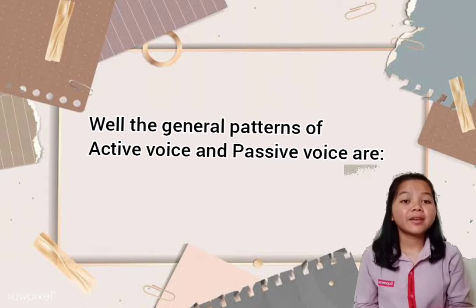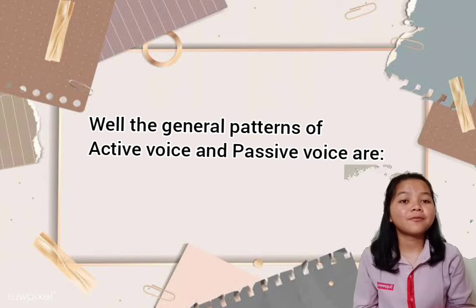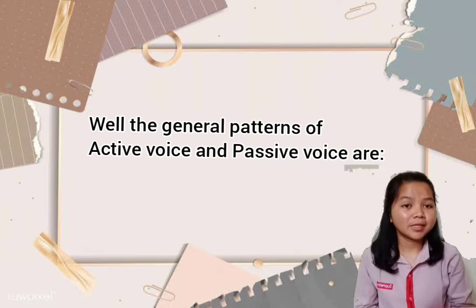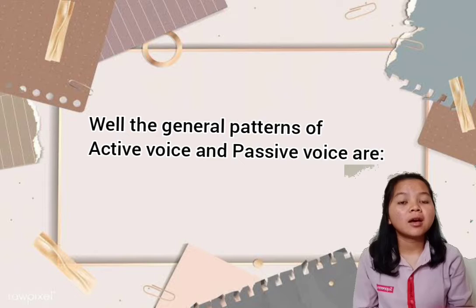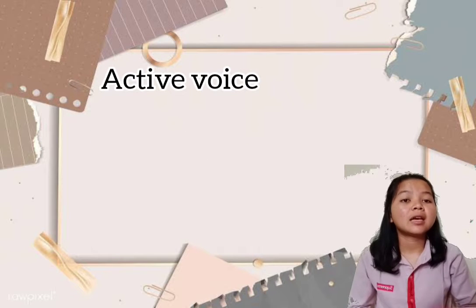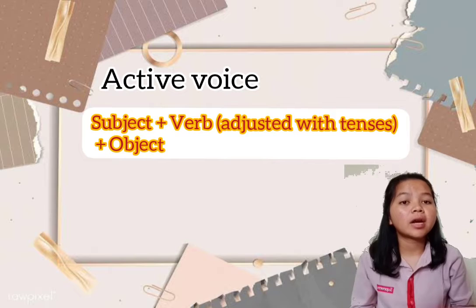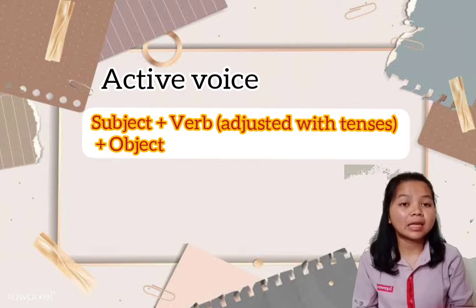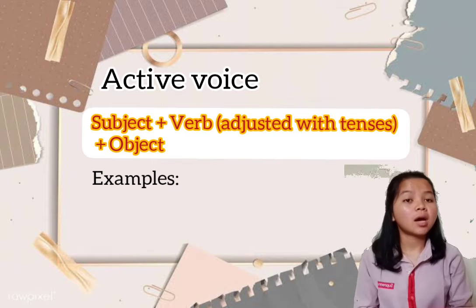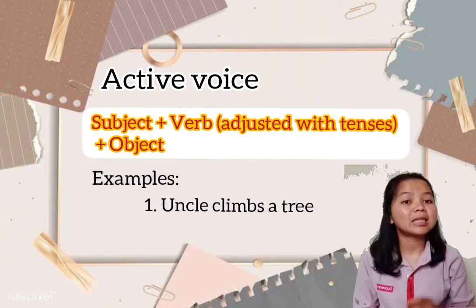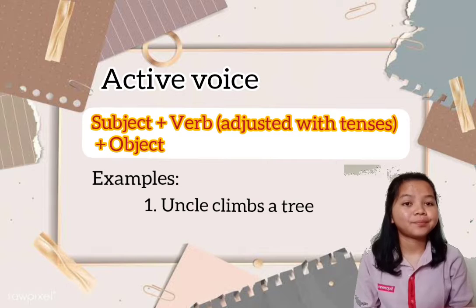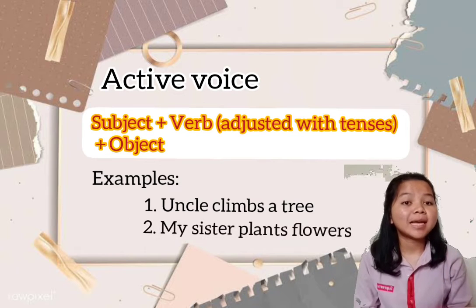The general patterns of active voice and passive voice are, for active voice, subject plus verb, or adjusted with tenses, plus object. For examples, 1. Uncle climbs a tree. 2. My sister plants flowers.